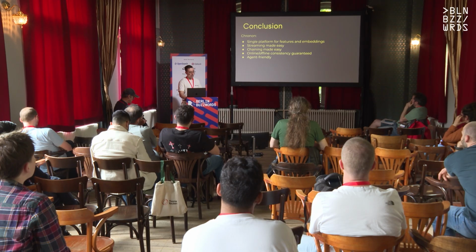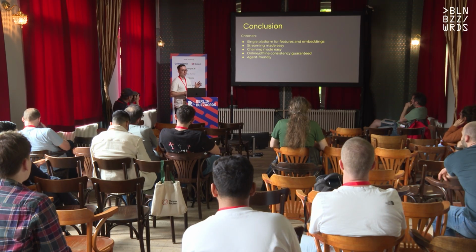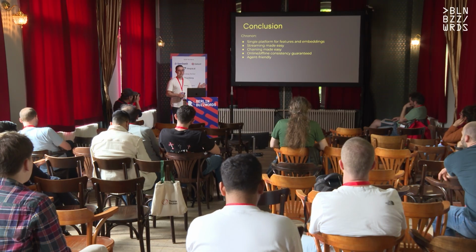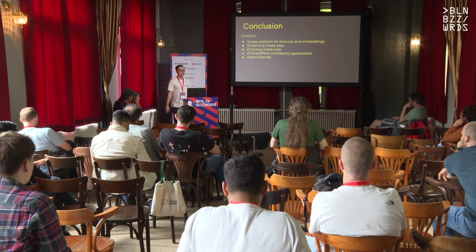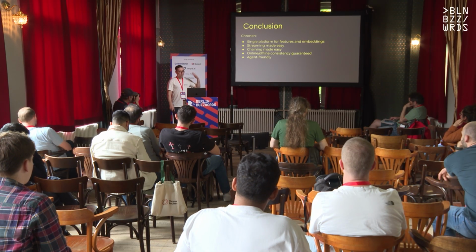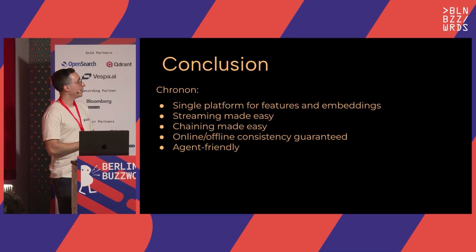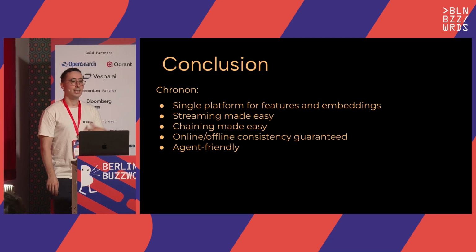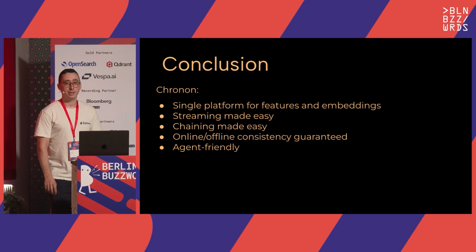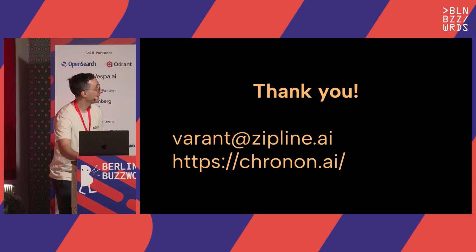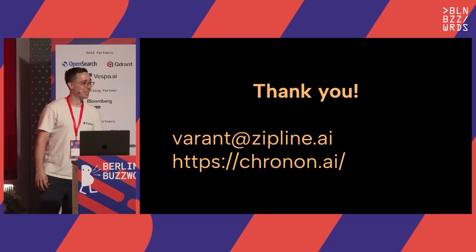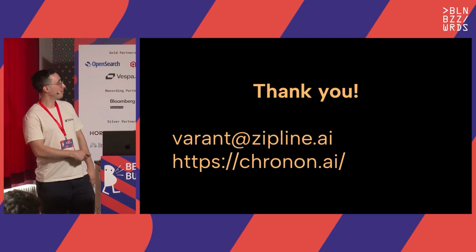Yeah, so that is about it. Basically, a single platform for features and embeddings makes streaming easy, makes training easy. Complex pipelines can be built with a simple API. The infrastructure to power them is automated, and consistency is guaranteed between online and offline. It provides a nice foundation for building agentic research loops on top of it. And I think I still have like 6 or 7 minutes or maybe more. Yeah, thank you.